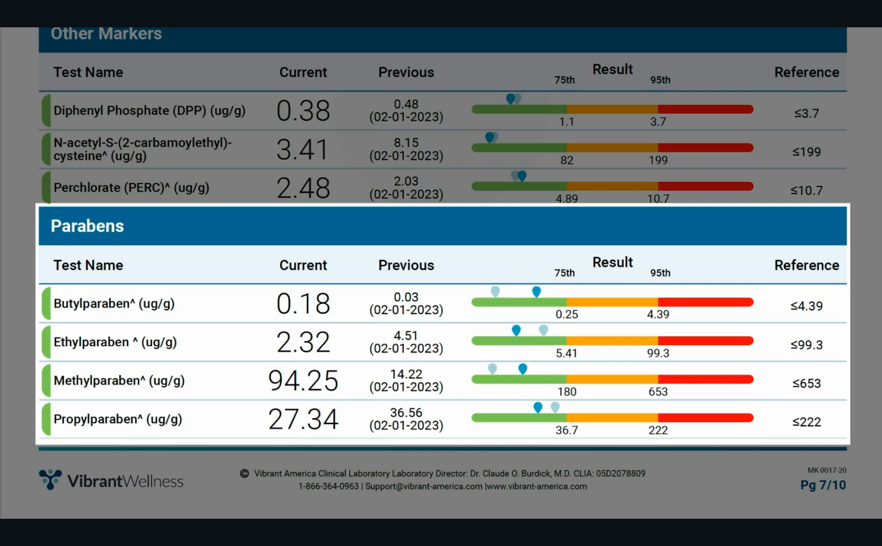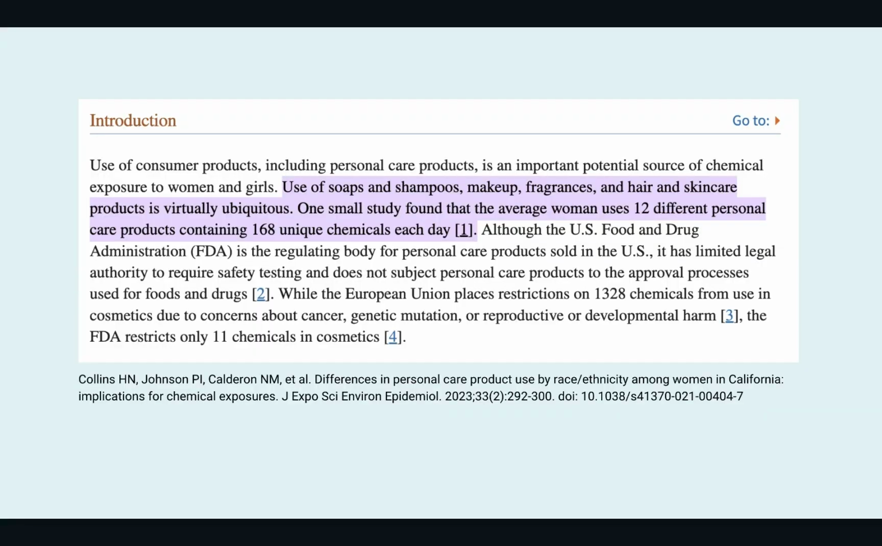Markers include methylparaben, propylparaben, butylparaben, and ethylparaben. Now, while this patient does not have elevated levels, paraben exposure is very common. According to this 2023 study, the average woman uses 12 different personal care products containing 168 unique chemicals each day.